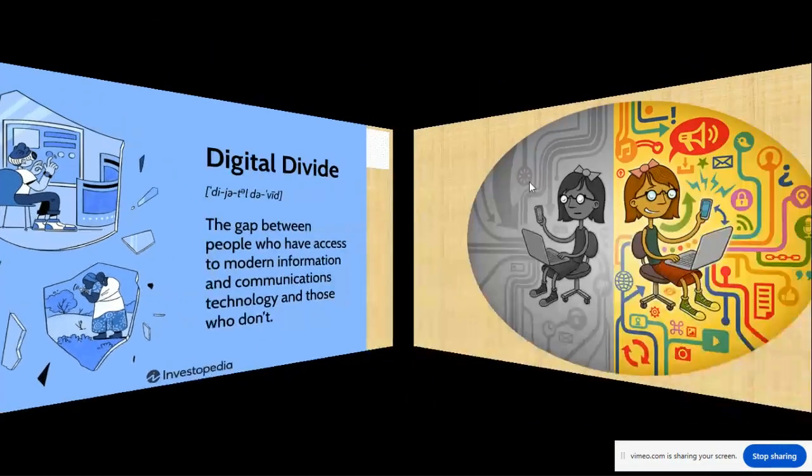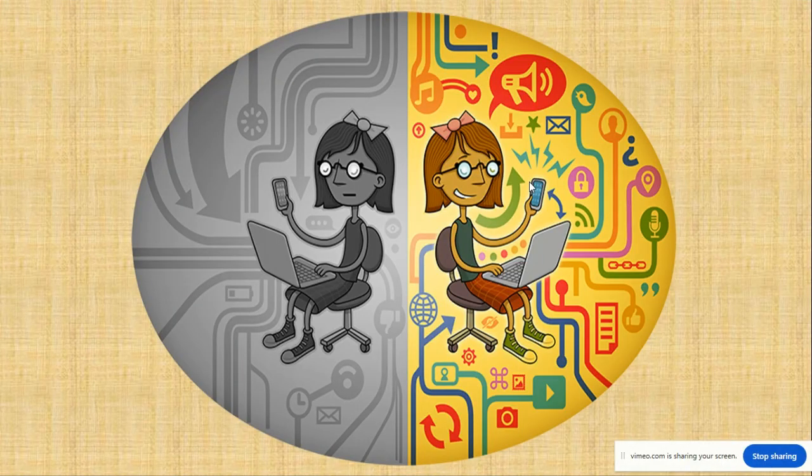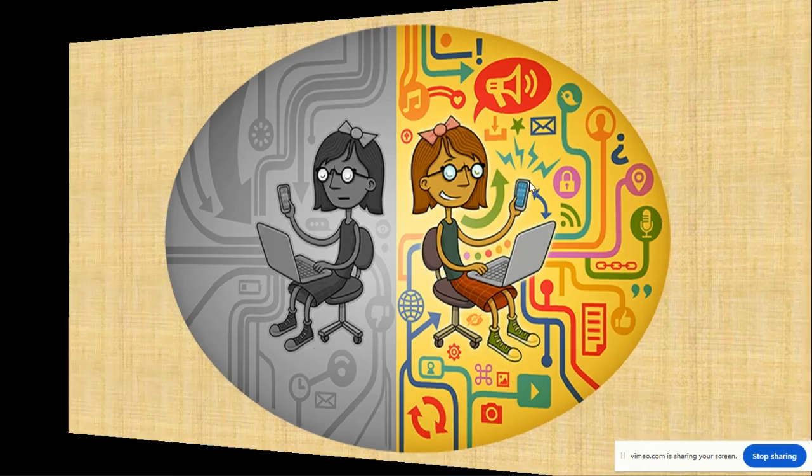Okay, let's see. This is another chart, another diagram showing the differences between those people that have access to technology and those that do not have access to technology. This chart looks like the old black television and the new one. As you can see, the one in black is old, the one with color is new, as you can see on your screen. Please jot down for the purpose of assessment.